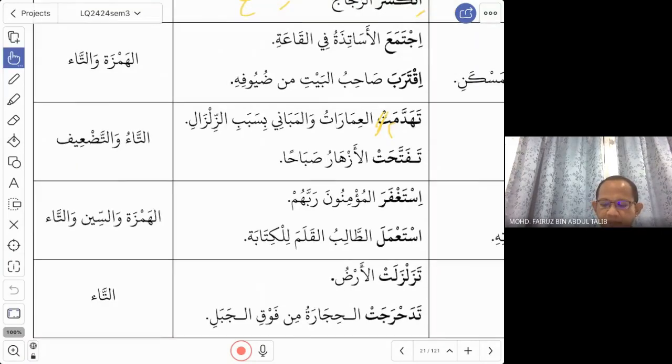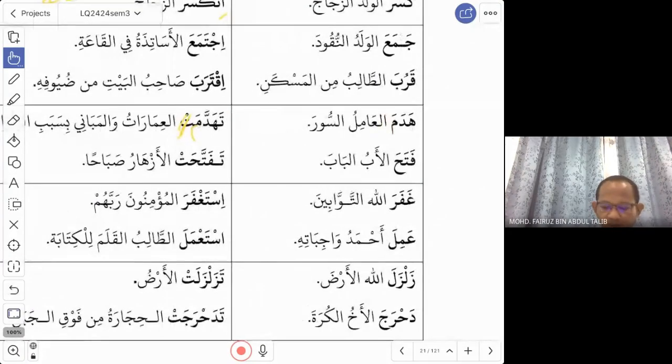So tahaddama, and the meaning is, when we say hadama, somebody destroyed the sur, but tahaddama, it is like it has been destroyed. Tahaddamat al-imaratu wal mabani. Imarat and mabani both mean buildings. The difference is that imarat is the high buildings and mabani is any building. House is mabani. Al-imarat, like the apartment and the condominium, we call them al-imarat.